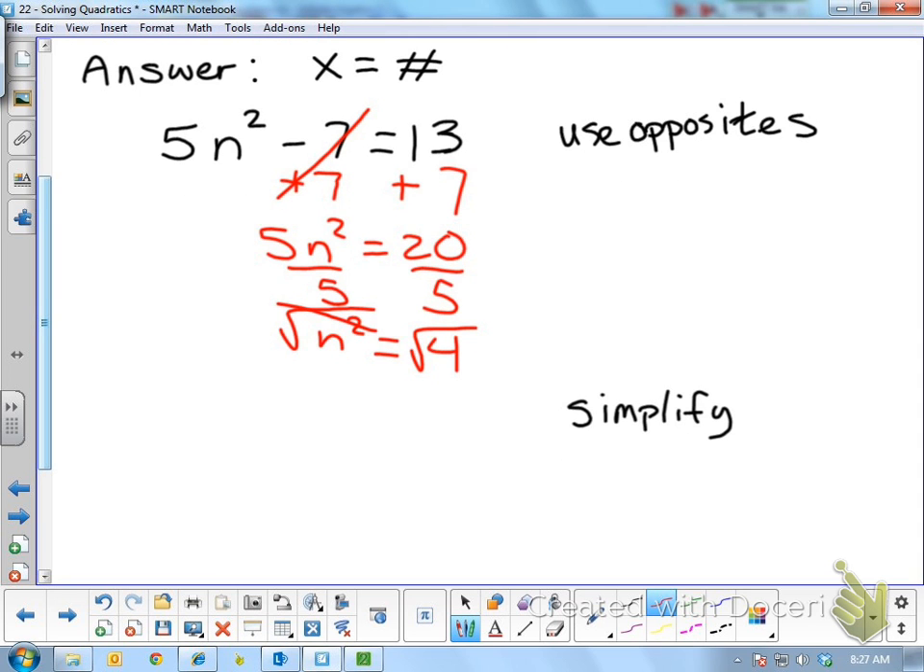They cancel each other out on the left. I need my new symbol, and every time I square root now I put plus or minus. And then if I can simplify, I do. Now square root 4, you might recognize 4 as a perfect square. If you don't recognize 4 as a perfect square, we can still do our factor tree.